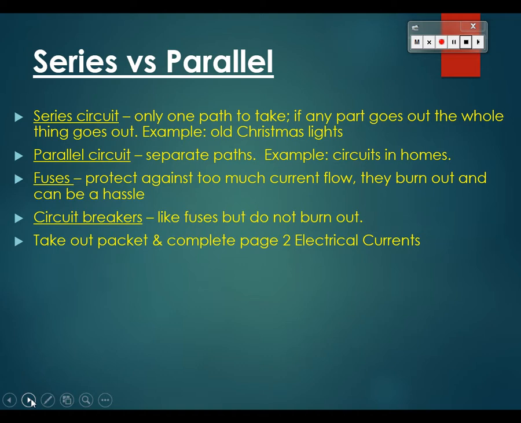Every house has a circuit breaker or a fuse box. They both protect against too much current flow. If there's too much current flowing through them, fuses will burn out, and circuit breakers don't burn out, but they flip, so they actually turn off the electricity.